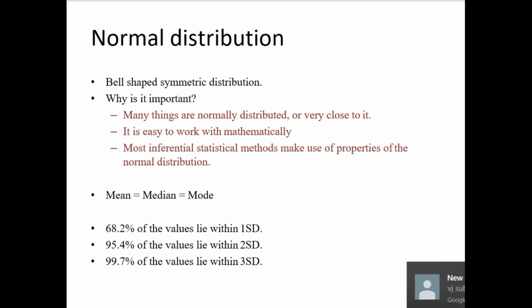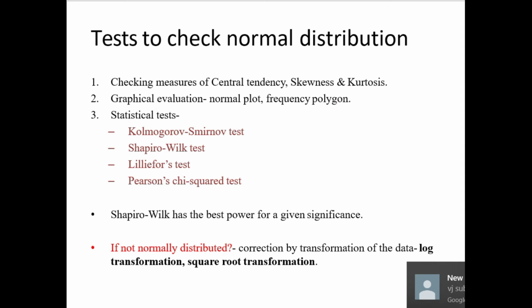68.2% of the values lie within one standard deviation. 95.4% of the values lie within two standard deviations. 99.7% of the values lie within three standard deviations. Tests to check normal distribution: first, checking measures of central tendency, skewness and kurtosis. Second, graphical evaluation: normal plot, frequency polygon. Third, statistical tests.